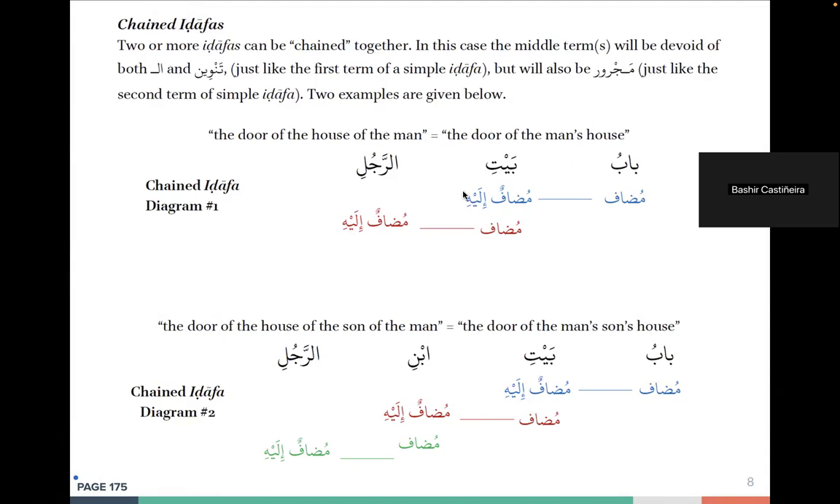Two is very common. Let's give you an example that you will recognize immediately when I say it. Sahabatu Rasulillahi. This is a very common expression that I'm sure you've all heard.